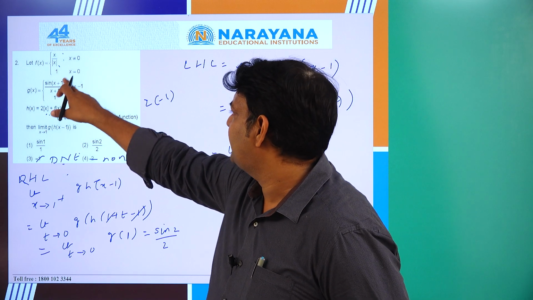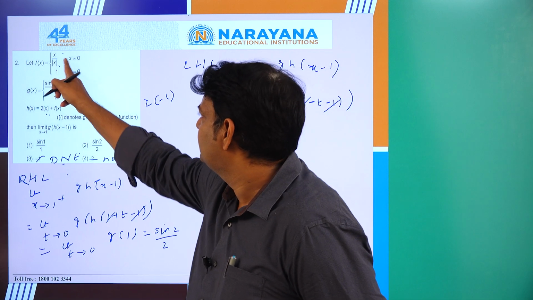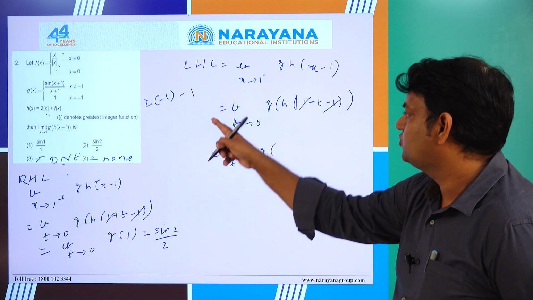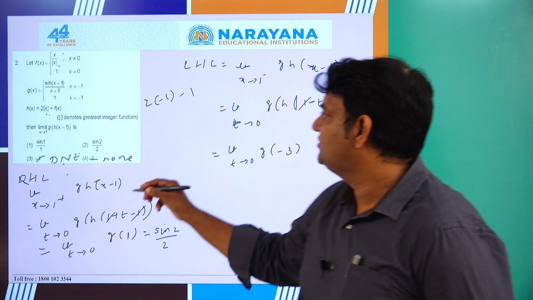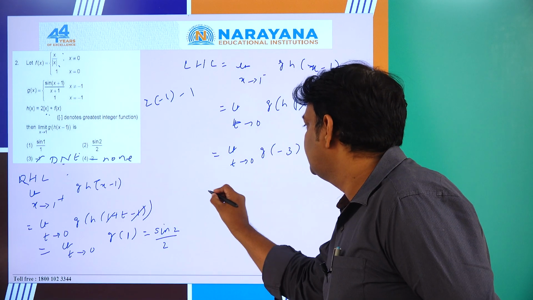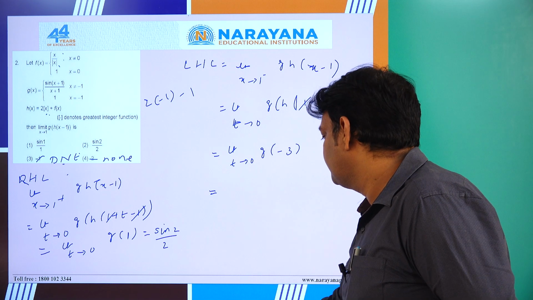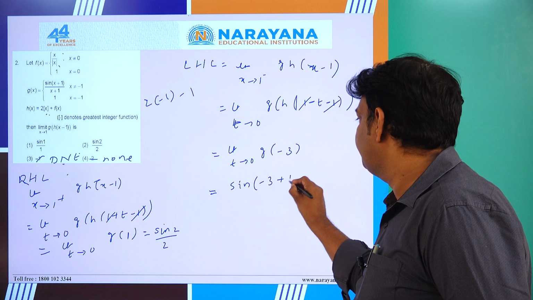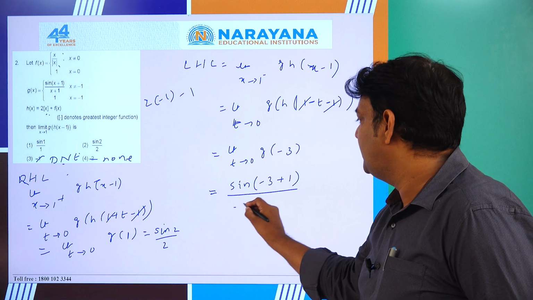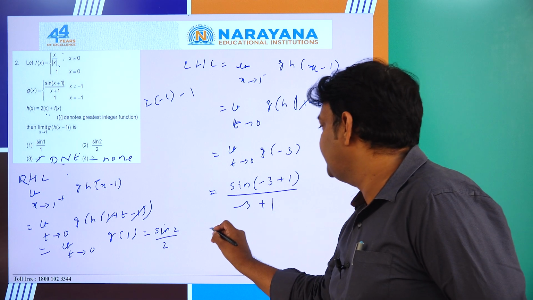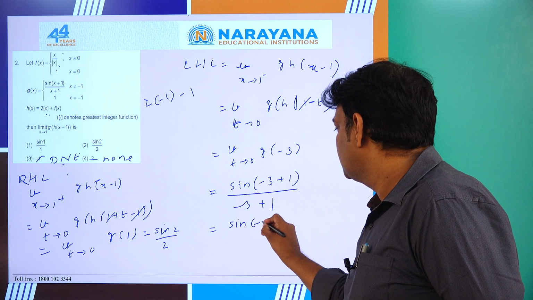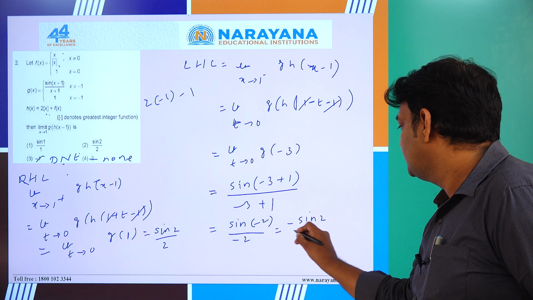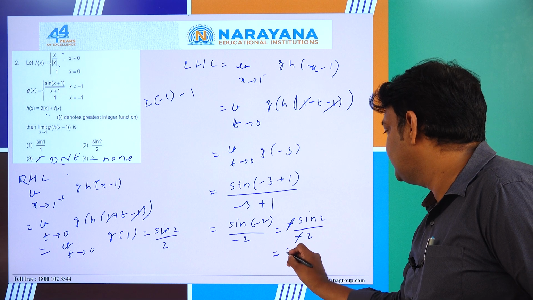0 minus again here, so f of 0 minus also, mod x is minus x, minus 1, that is minus 2 minus 1, that is what? Minus 3. Now g of minus 3, that is sine of minus 3 plus 1 by minus 3 plus 1, that is sine of minus 2 by minus 2. Sine of minus 2 is minus sine 2 by minus 2, minus minus got cancelled, that is sine 2 by 2.